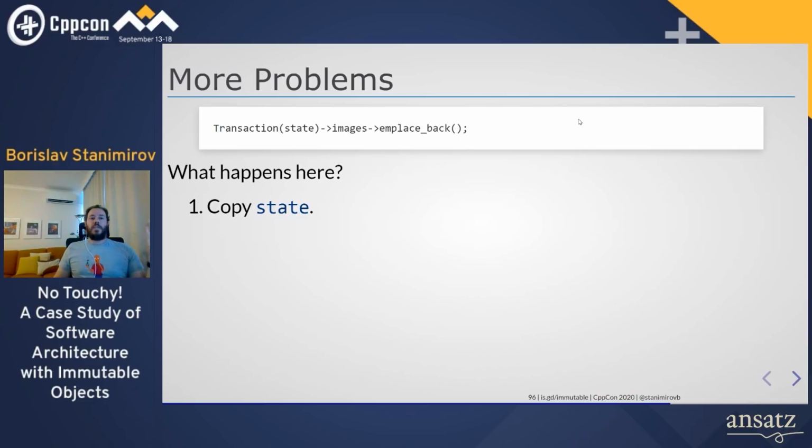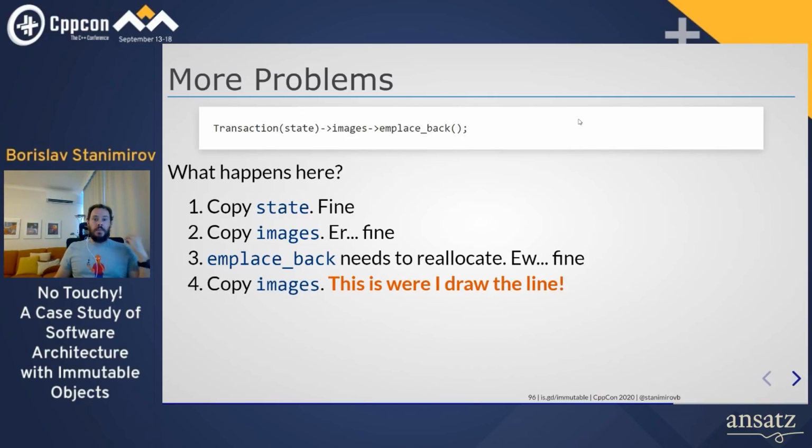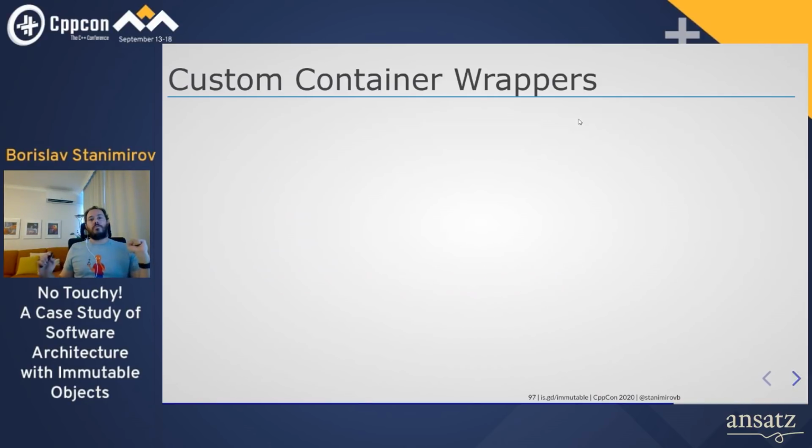First, we copy the state, and that's something we expected. That's fine. We expect to copy the state in this case. We copy images, which is, I guess, we need the old images in order to add the new one to them. So that's fine, I guess. But the thing is that emplace_back needs to reallocate in this particular case. Okay, so it needs to reallocate. That's something that's bound to happen at some point. But when it reallocates, what does it do? It copies the images. And this is something that we don't want to live with.